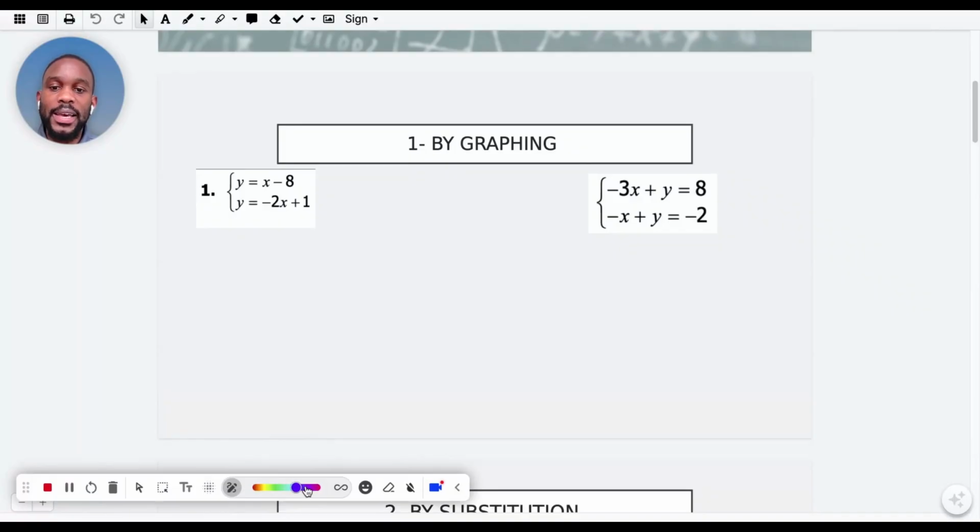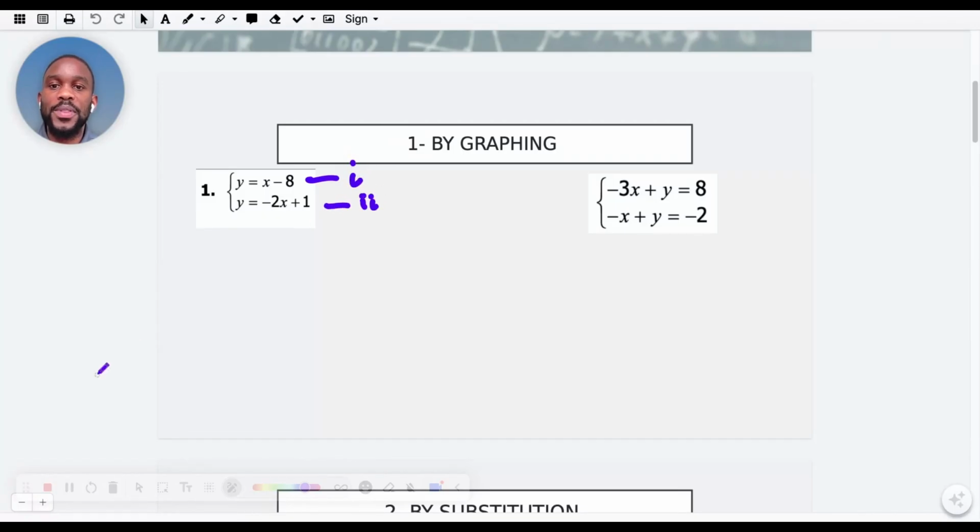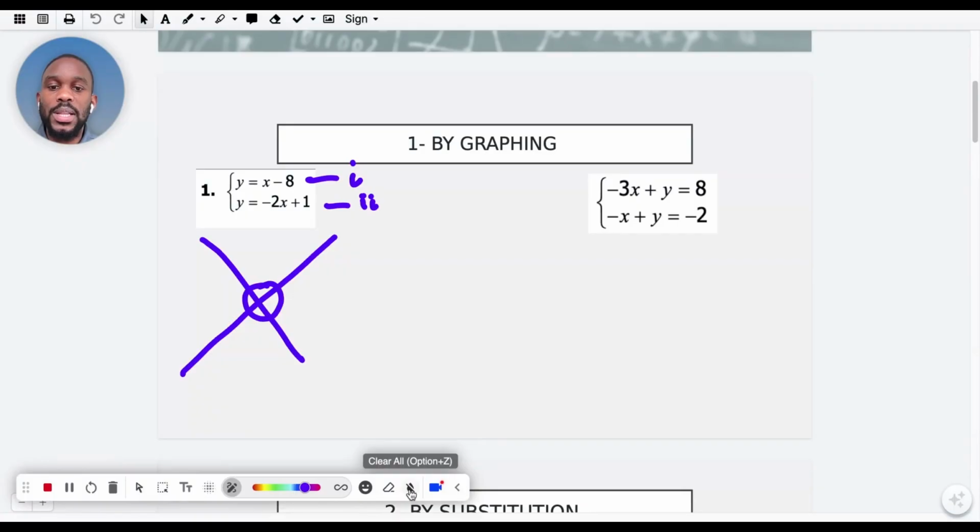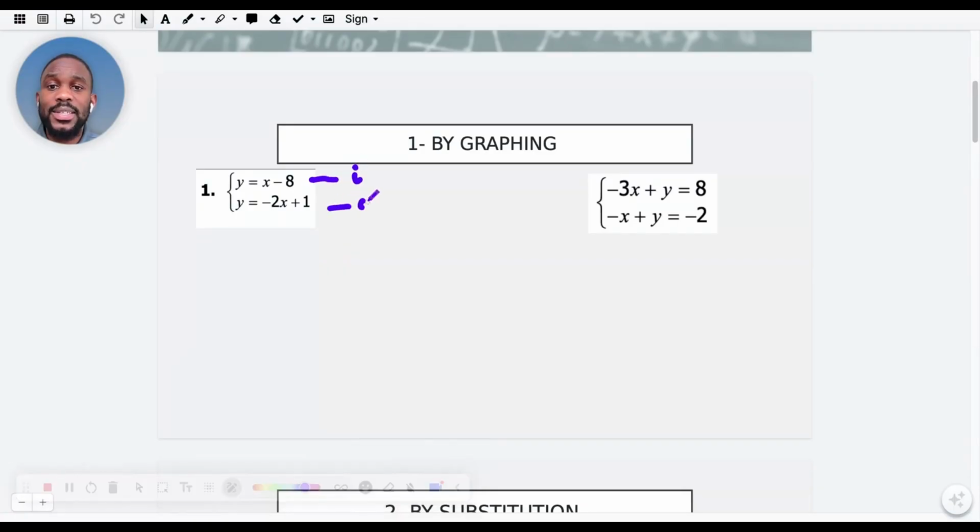And to graph, really, they're giving you two equations. Let me call this equation 1 and call this equation 2. Every time they give you this system and they tell you graph, just draw the first line and draw the second line. Where they intersect, that's the solution. And when you want to draw a line, the easiest way is to get intercepts, right?